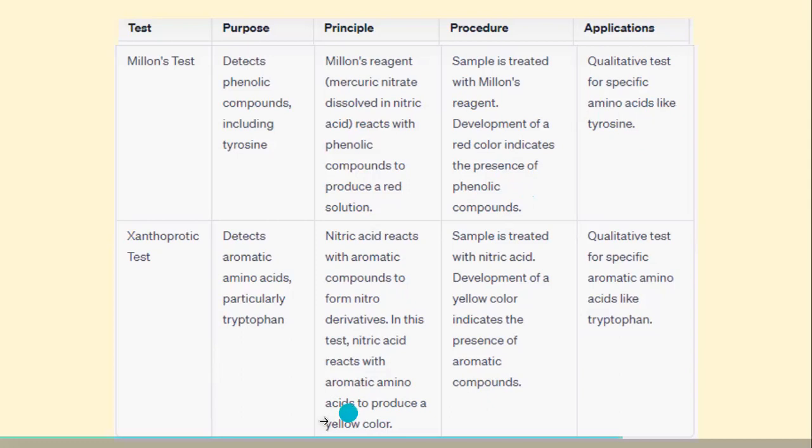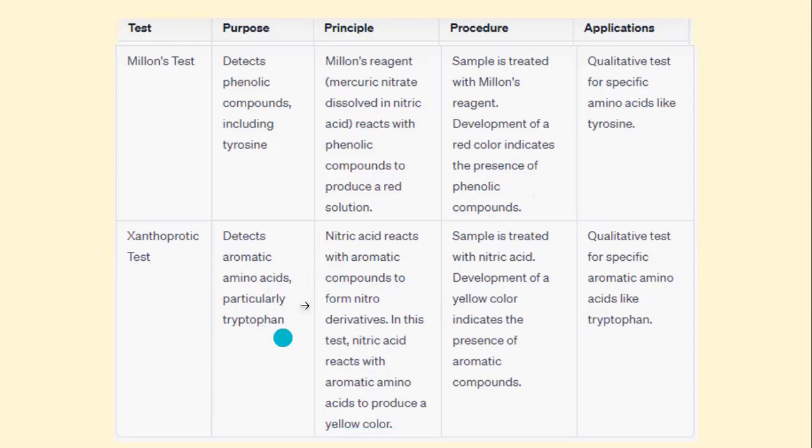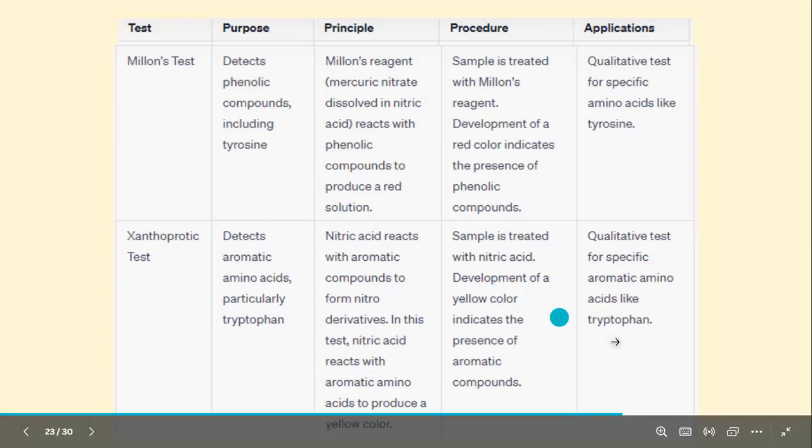Next is the xanthoproteic test. The xanthoproteic test is for detection of aromatic amino acids, particularly tryptophan. Aromatic means it has a ring structure, or a benzene ring. So the xanthoproteic test is very specific for aromatic amino acids. Aliphatic, or chain-structured, amino acids will be negative for this test. Here the sample is treated with nitric acid. Development of a yellow color indicates the presence of an aromatic amino acid.